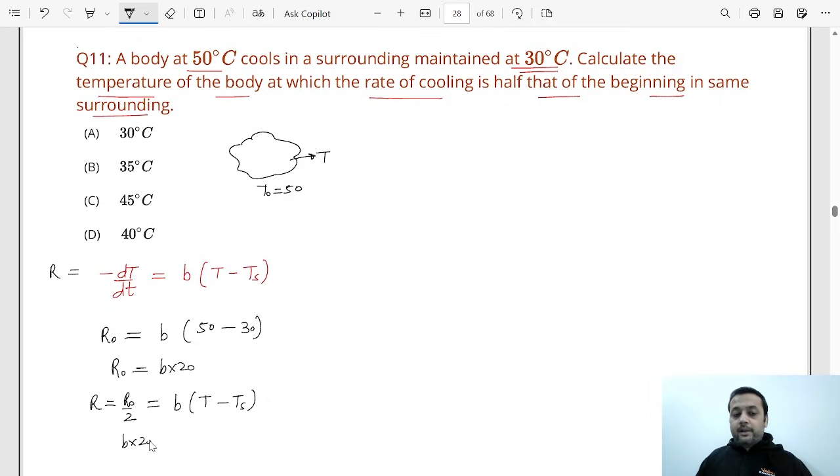So B into 20 upon 2 should be equal to B into T minus T surrounding. T surrounding is 30. So you can see that the value of T minus 30 becomes 10. That means the value of T is 40. A very easy question. I hope you would have done this.